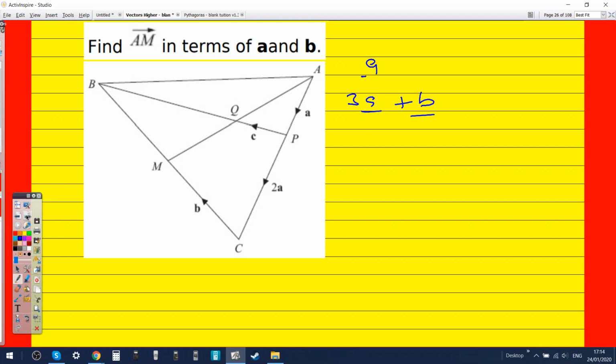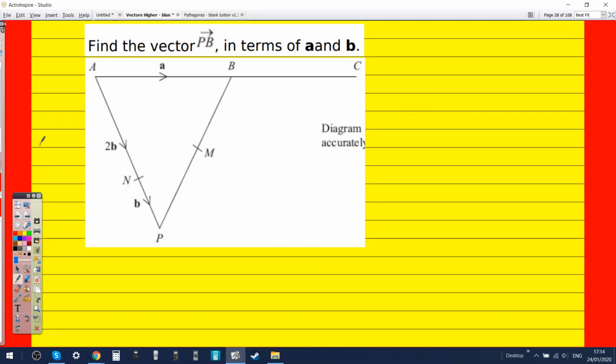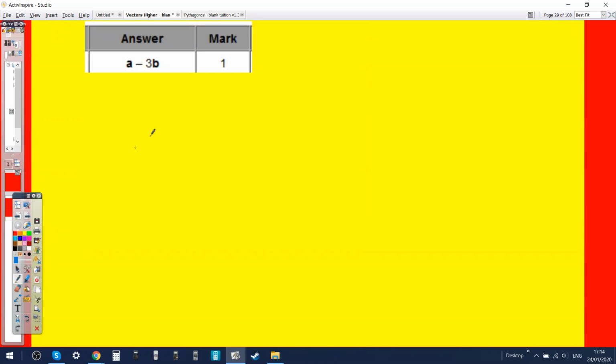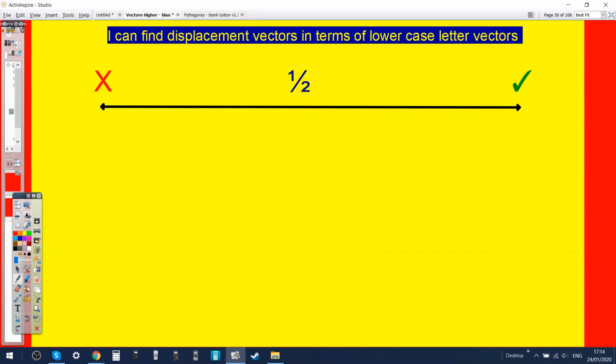That's it. So now you can see they're starting to add up. Yeah, how about this one? Minus b minus 2b, which gives you minus 3b, plus a. Great. So those ones. Tick, probably. Great.